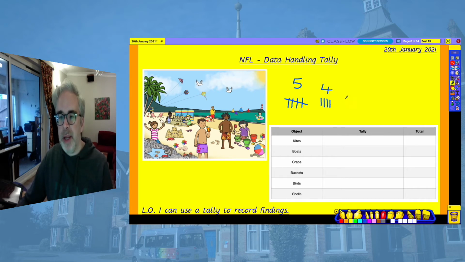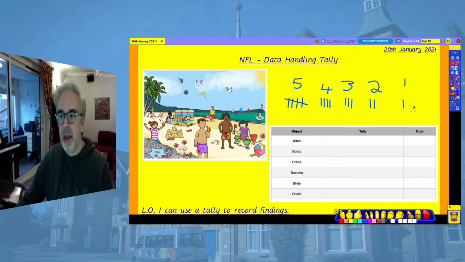The number 3 is just 3 of these. I apologise, I am trying to do this with the mouse. It's not the easiest thing in the world. The number two and the number one. Okay, so that is how you would represent those numbers.